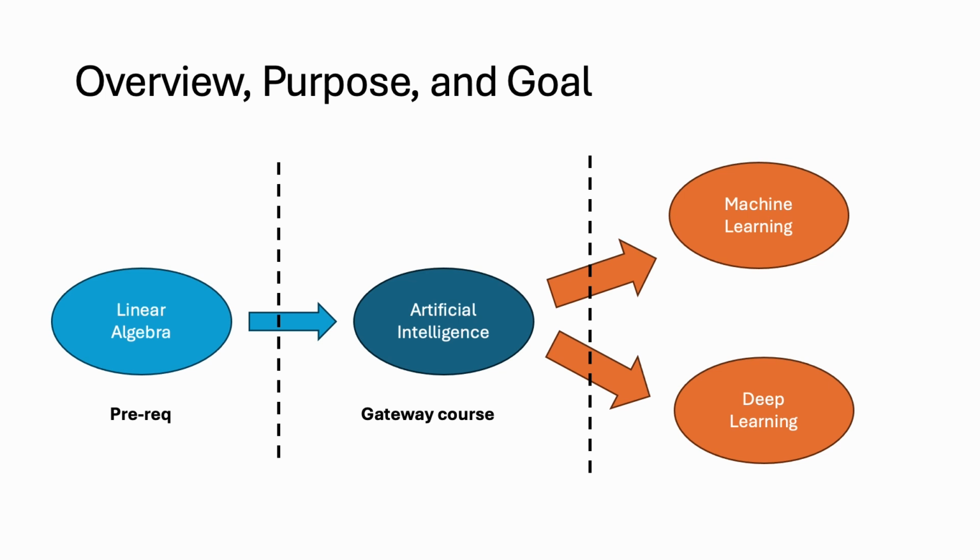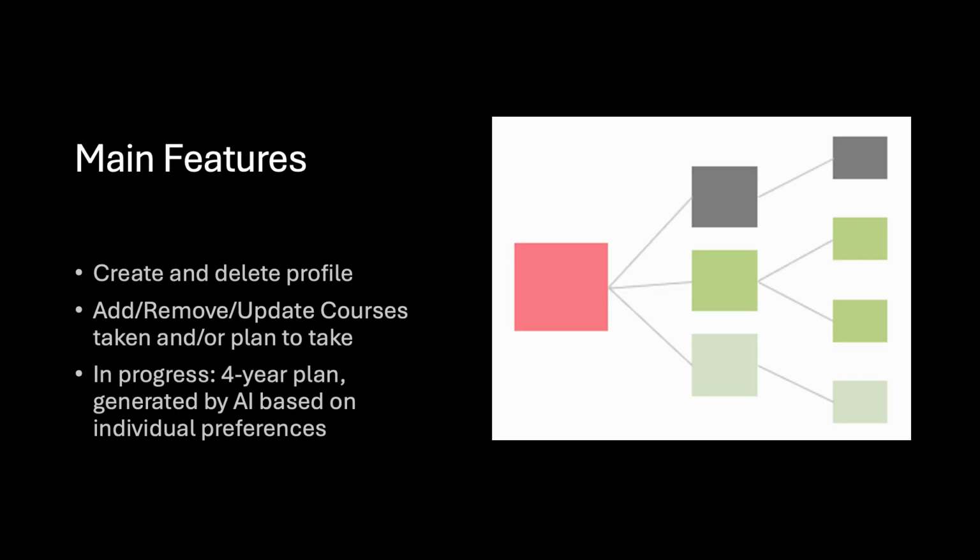Our goal is to make a course planner that stores courses taken, courses you plan to take, and even generate a future timeline based on each student's needs and classes they want to take. As for main features, we allow students to create and delete their profiles. Students can then add, remove, and update courses taken and/or plan to take. We are still working on implementing AI to generate a 4-year plan based on individual preferences.